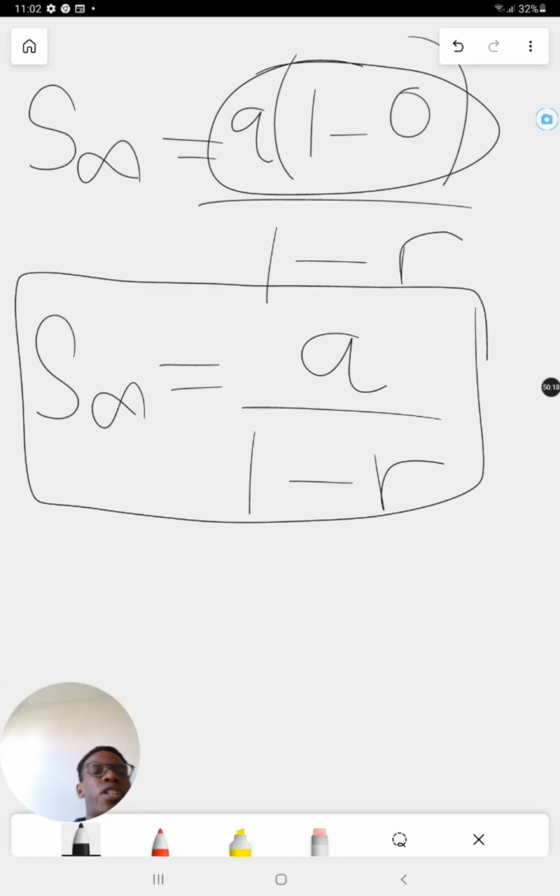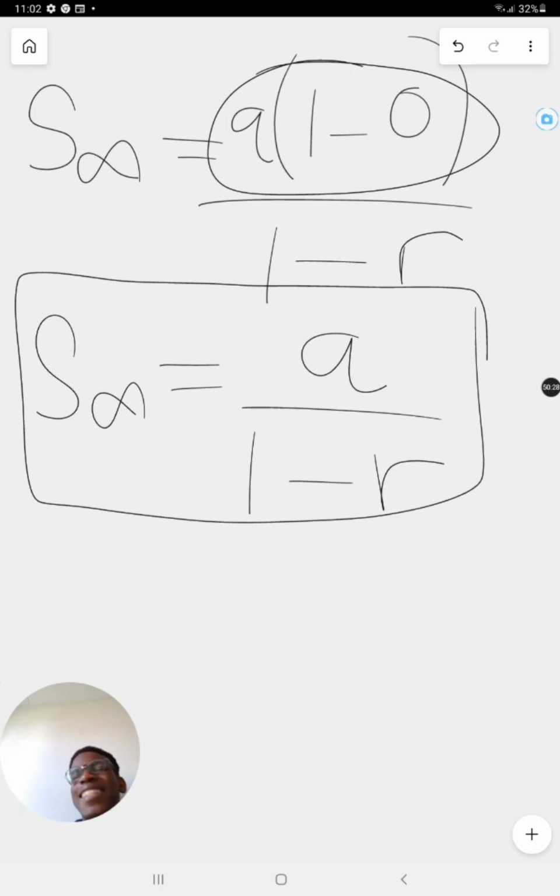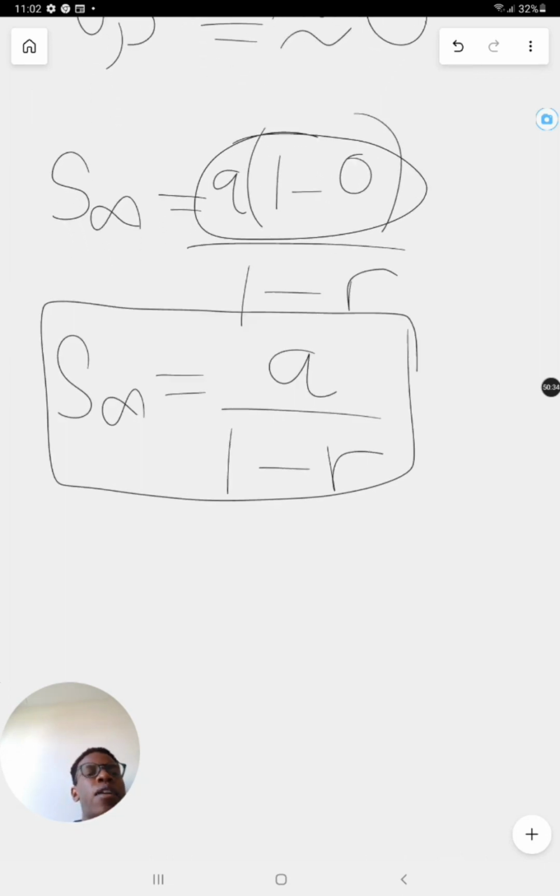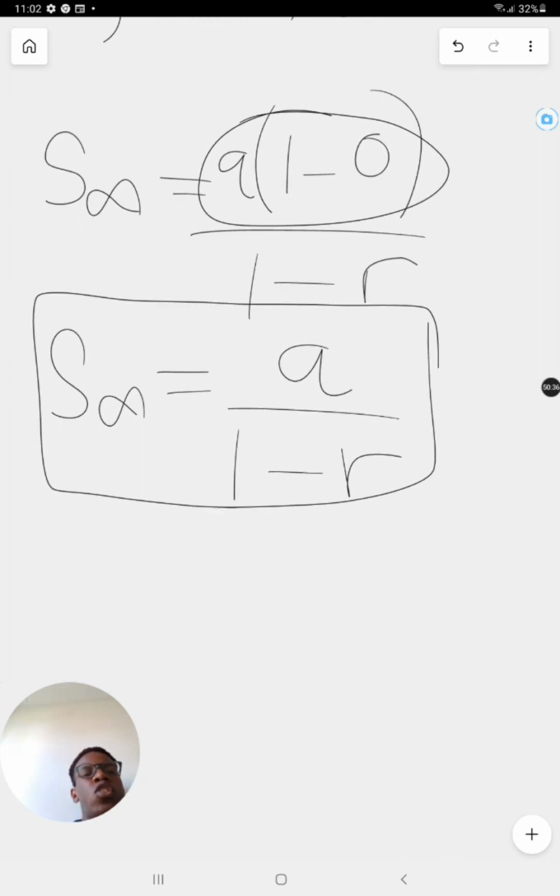Now, what is this equation? This equation you will get in your formula sheet. This equation is your sum to infinity. You use this equation for a geometric series if they ask you to calculate the sum to infinity of a geometric series.